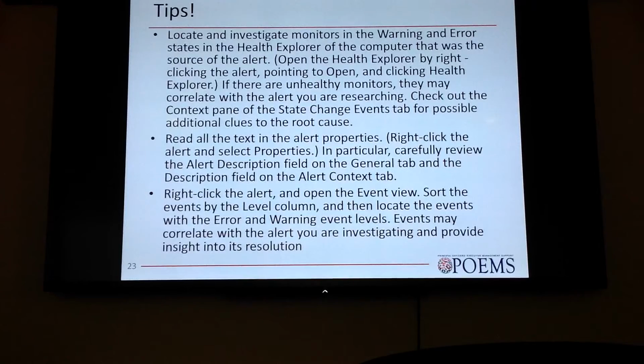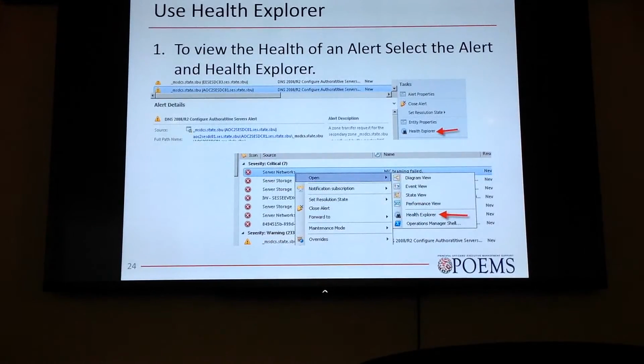This is going over investigation points, just to basically look at it as well as you can, to see if there's anything that could potentially be resolved, or if it's a major issue and obviously needs all hands on deck. And this is what we went over before. This is how to look at your Health Explorer. Right-click, open Health Explorer, and that's going to pull up all the information on that particular alert.